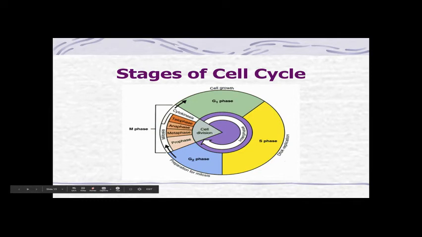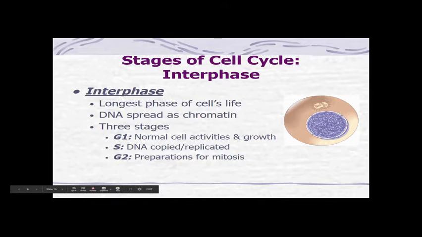So now the specific stages of the cell cycle. Interphase is the longest phase of the cell's life. This is where the cell is going to spend most of its time. During interphase, the DNA is spread out in that tangled mass of chromatin. And interphase has 3 stages of its own.